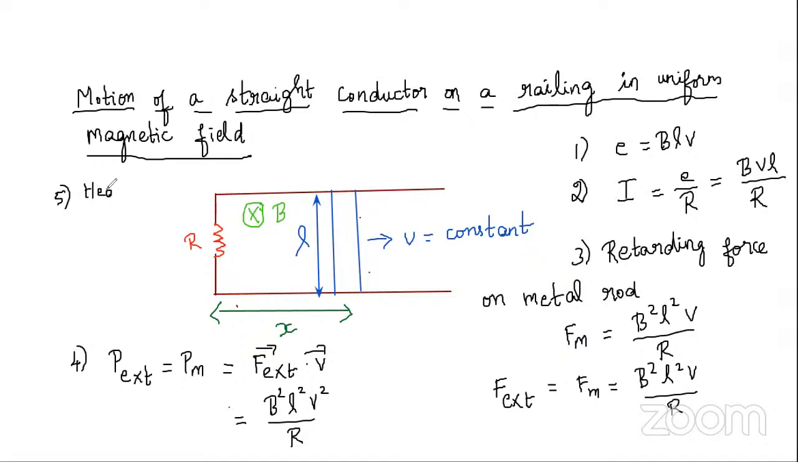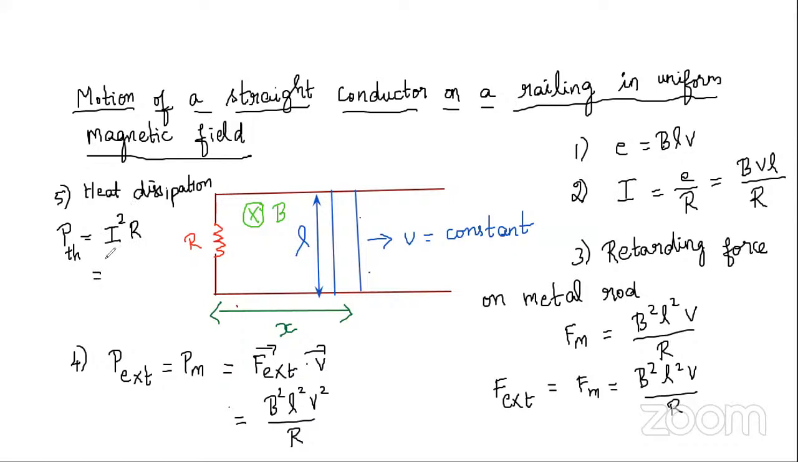So heat dissipation across the resistance. It is P. Thermal power means heat dissipation across the resistance. That is P equal to I squared R.